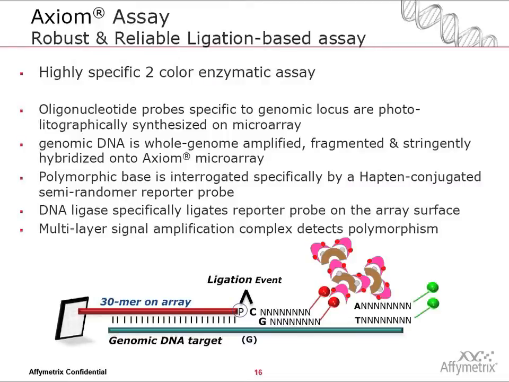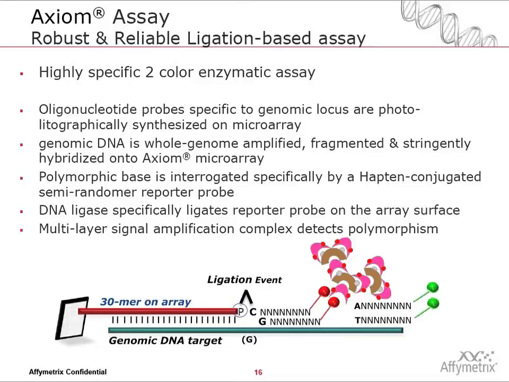I want to talk a little bit about the Axiom assay, which I mentioned. It's a highly specific 2-color enzymatic assay, and the way it works is we have oligonucleotide probes. These are 30-mer probes that are designed on the array. They're very specific to the genomic locus, and they are photolithographically synthesized on the microarray. With that, we take the sample. We start with between 100 to 200 nanograms of your input DNA. This is then whole genome amplified, fragmented, and stringently hybridized onto the microarray.